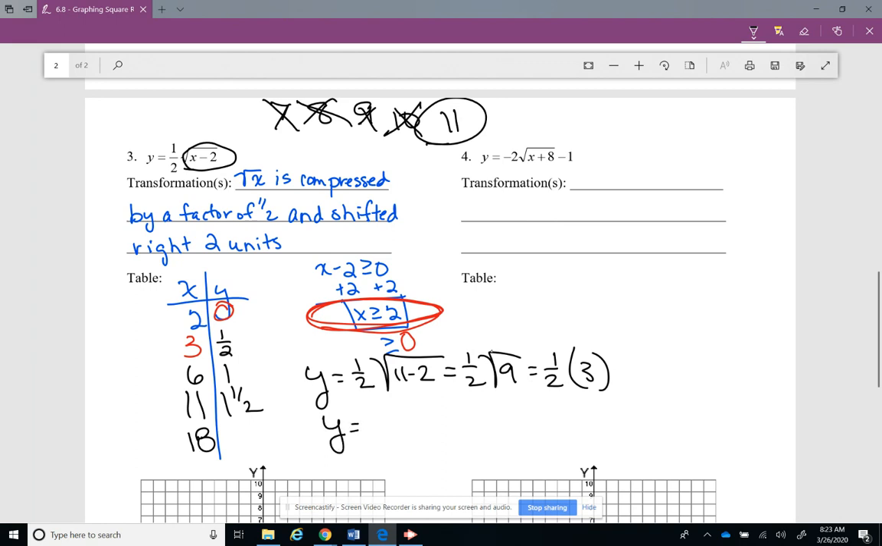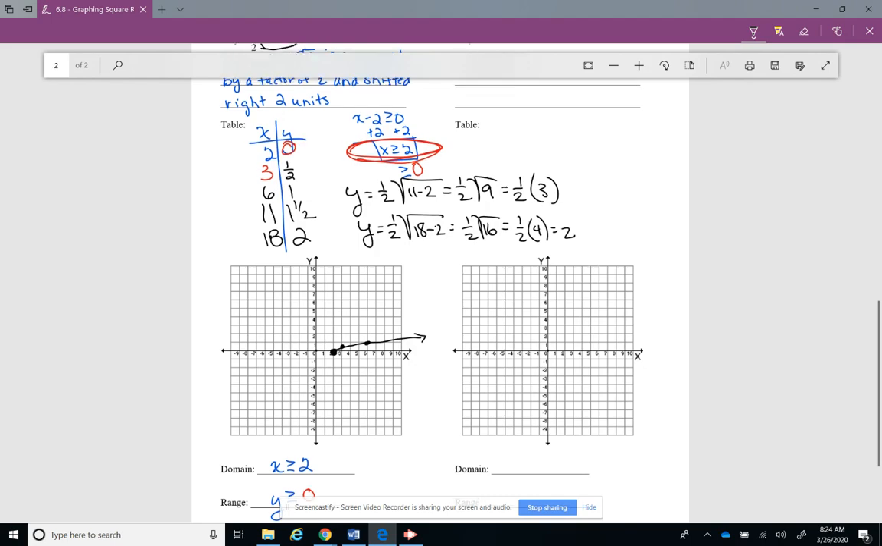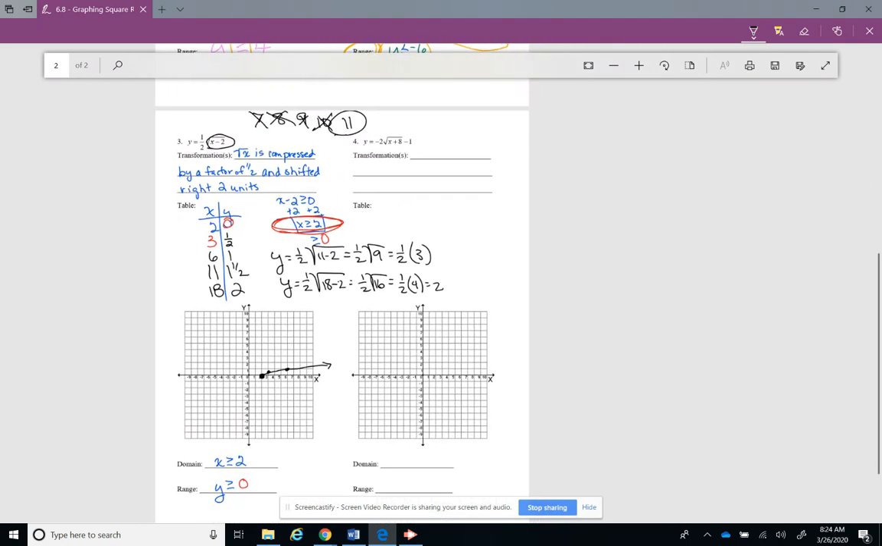All right, y equals 1/2 times the square root of 18 minus 2 equals 1/2 times the square root of 16. The square root of 16 is 4, so half of 4 is 2. That's a pretty good point. All right, let's go graph those. So we have 2, 0. That's our starting point. We have 3, 1/2. I'm going to go ahead and do it because I don't have very many points. And then we have 6, 1. Look how tight that one is. Goodness. That's why it's called compressed. All right, let's go to our next problem.